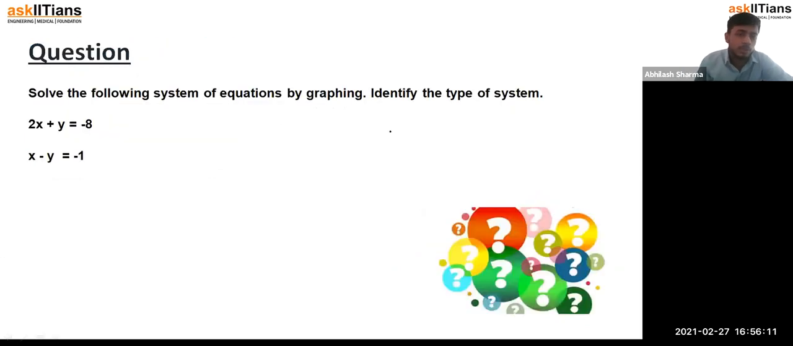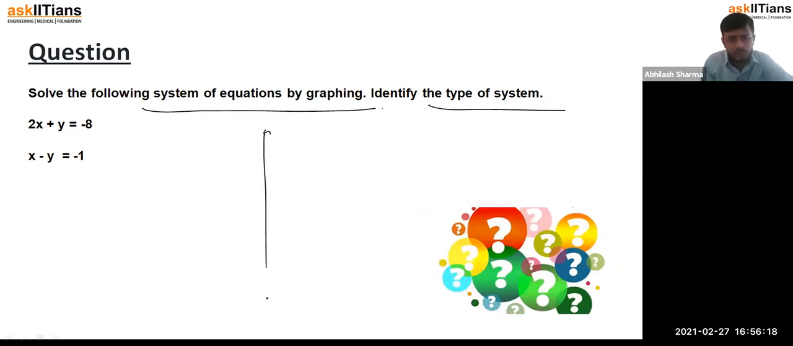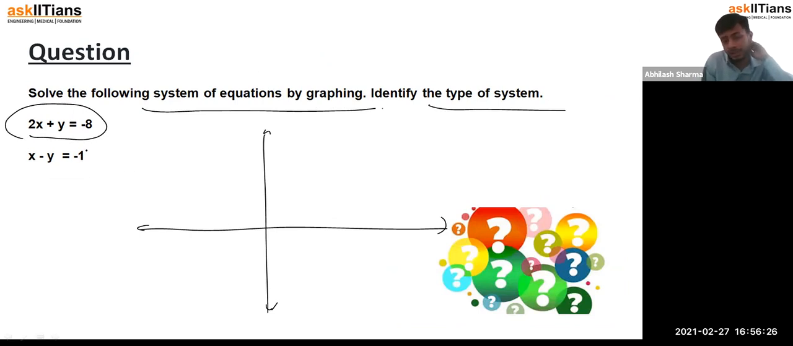Now let us talk about this system, solving graphically and identifying the type of system. So look, let us try to draw the graph. Since I already know this will represent a line, to draw a line, minimum how many points do we require? 2, right? More than 2 also we can take if you want, 3 points, 4 points, but even 2 will be sufficient. So write this equation in this fashion and then find x comma y which satisfy this.